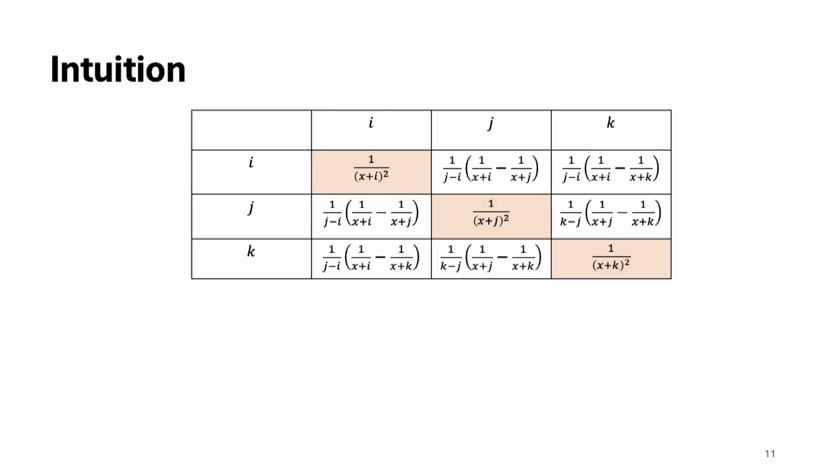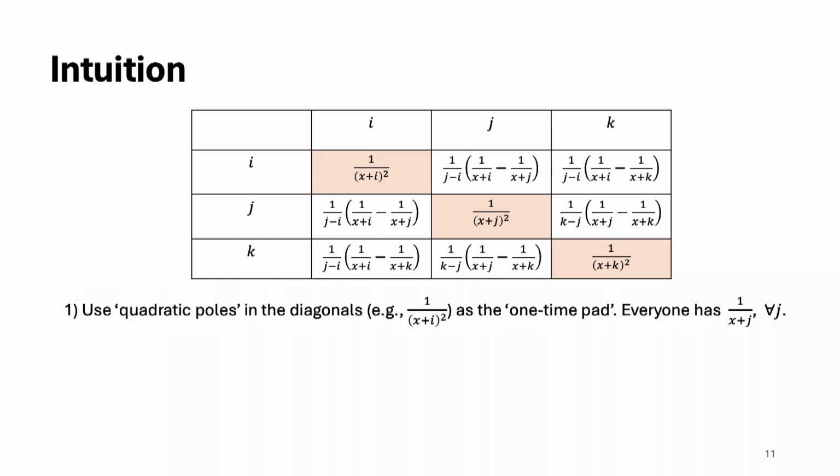Okay, so let me start with a brief intuition. Let's remember the matrix and partial fraction decomposition that helped us linearize the off-diagonal terms. The first idea in the index-dependent batch encryption is to use the quadratic poles, these quadratic terms 1 over x plus I squared, etc., at the diagonals as a one-time pad to hide the transaction. Because now we need to do encryption, like index-dependent batch encryption. We're going to use these quadratic terms as our one-time pad.